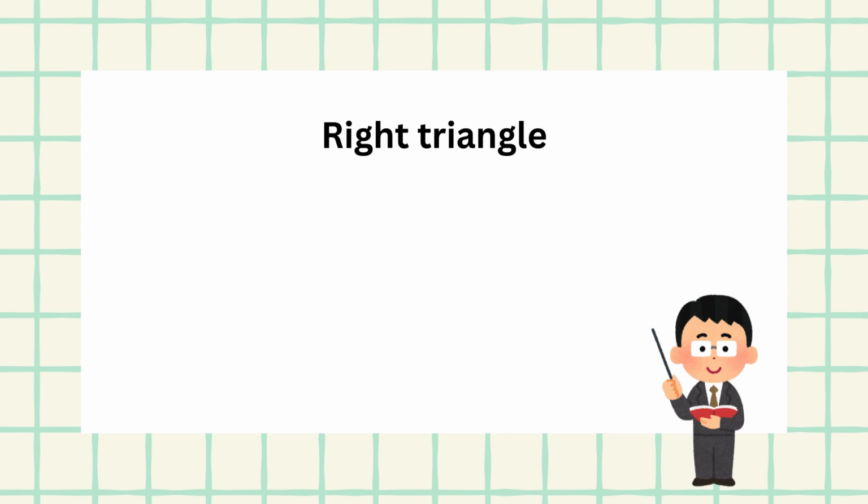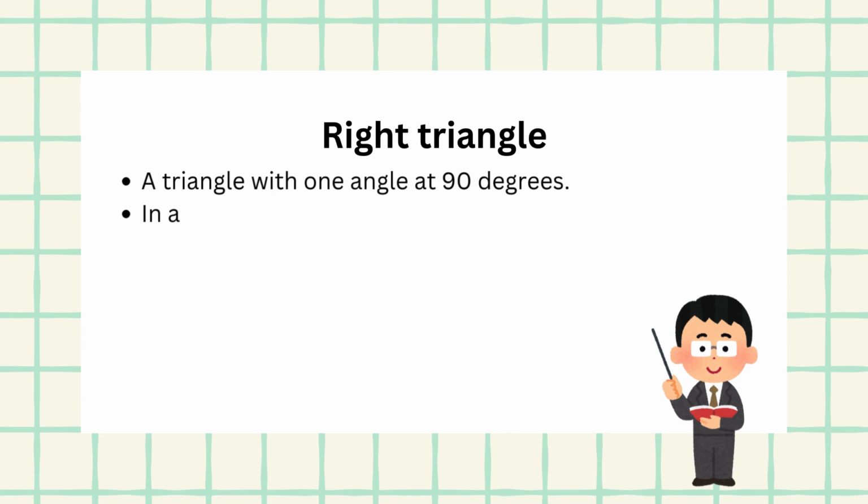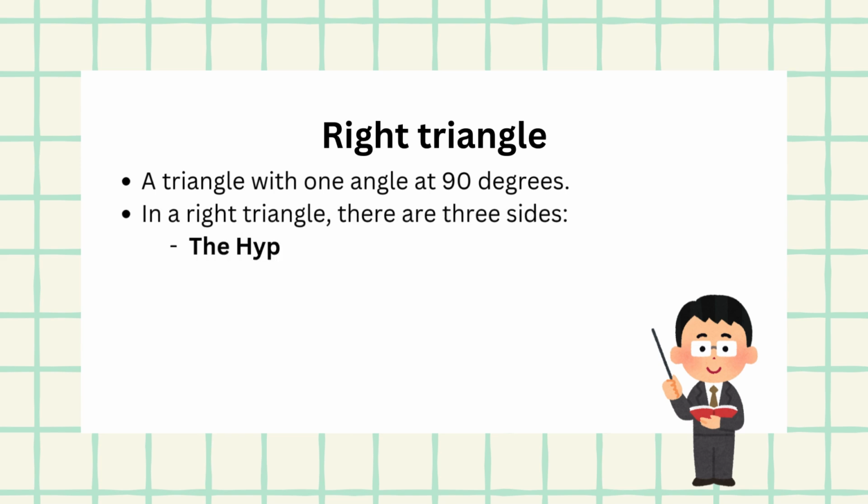To understand the Pythagorean theorem, we need to first understand the right triangle. A right triangle is a triangle that has one angle measuring 90 degrees. This right angle is usually marked with a small square in the corner.